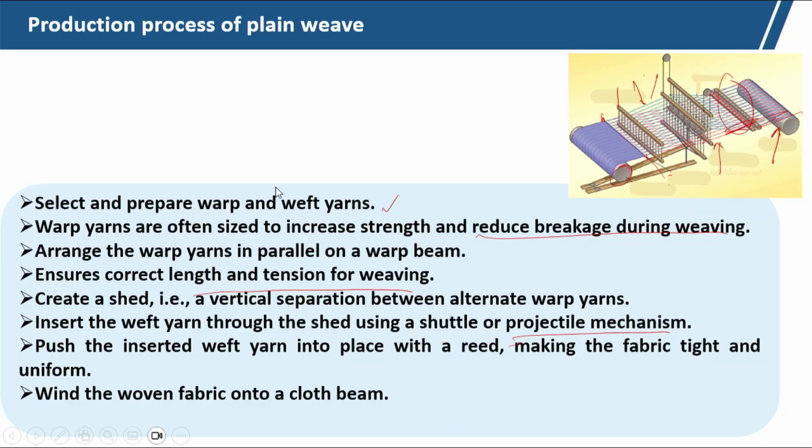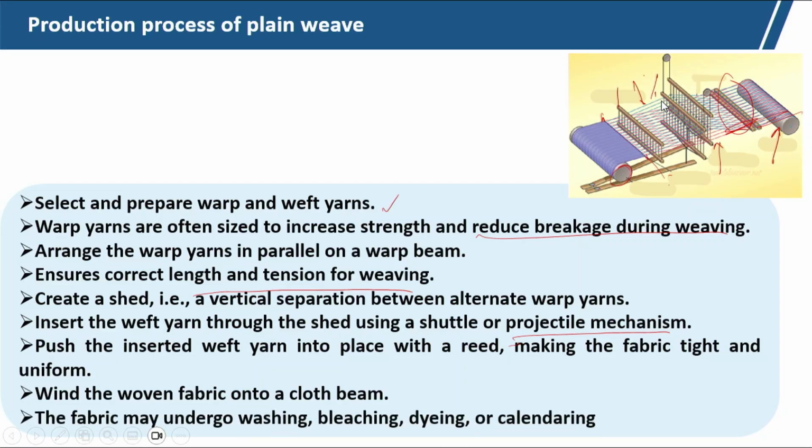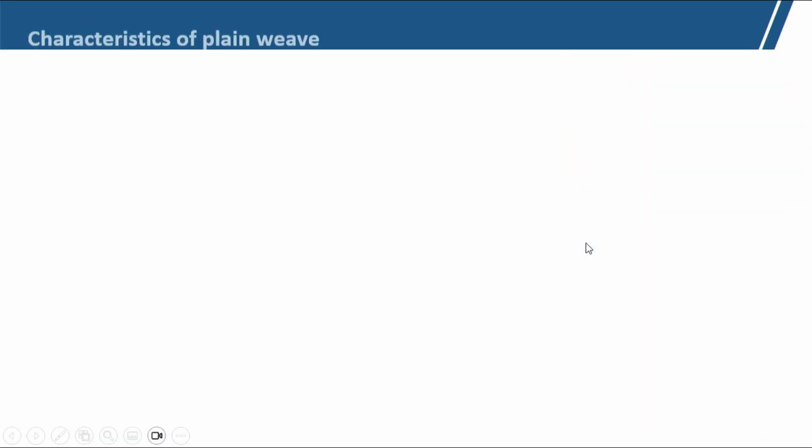weaving, and maybe plain weave, and twill weave, the main difference is the shedding, that is the separation of threads. For plain weave it is alternate threads, for twill there will be different types of up and down motion, but this is overall the loom function, and this fabric may undergo washing, bleaching, dyeing or calendering. Now, what are the characteristics?